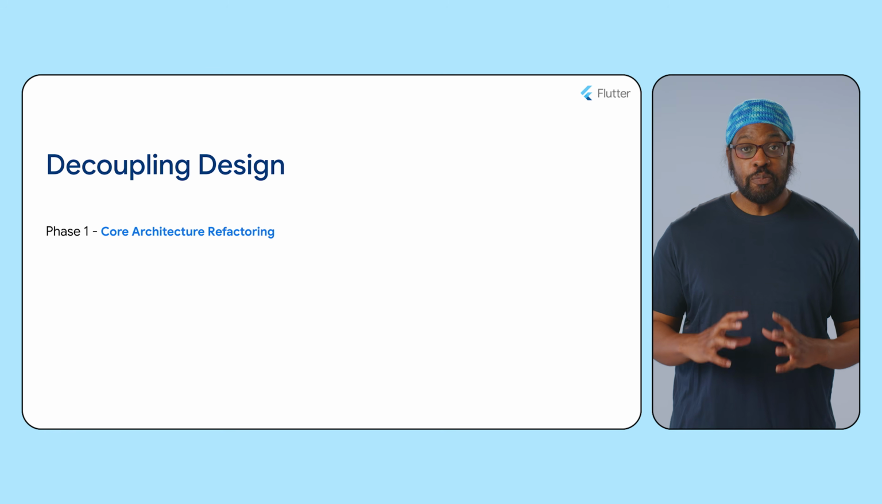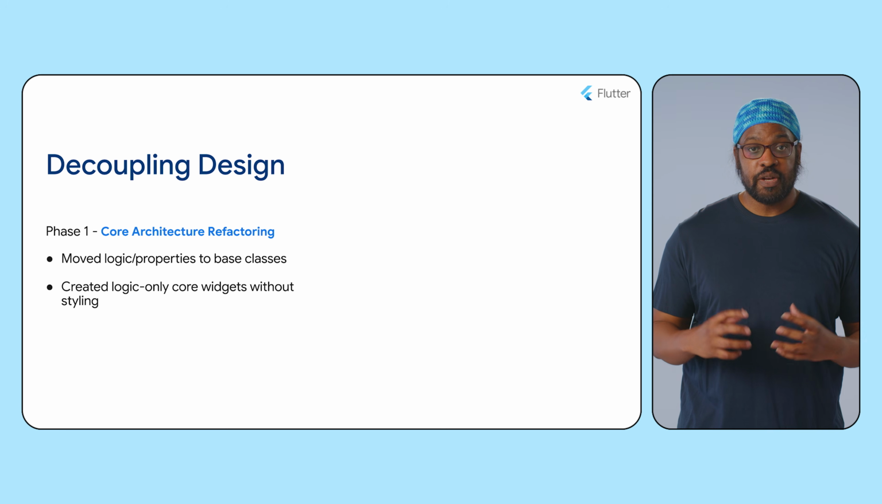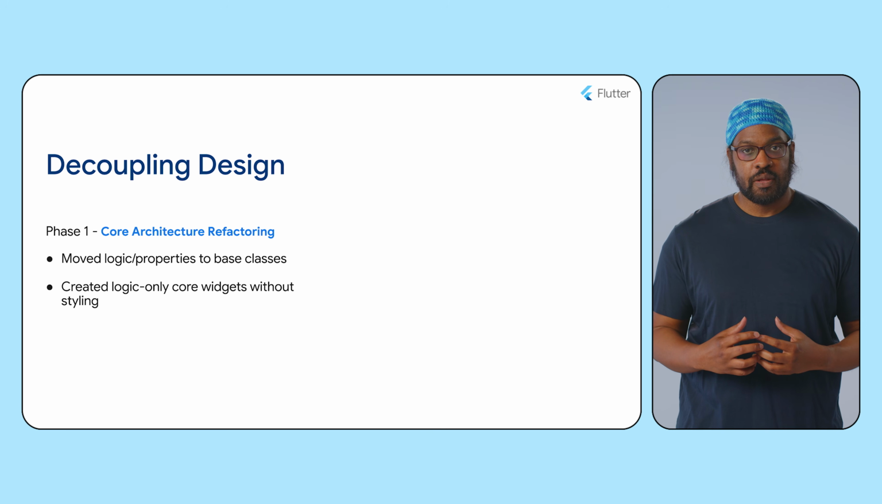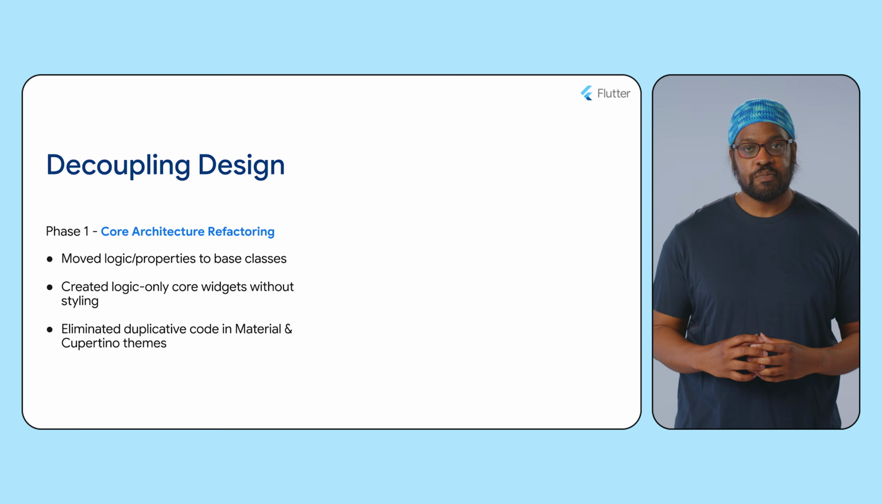Large-scale migrations, like from Material 2 to Material 3, and the Cupertino refresh exposed technical debt that was making our efforts more difficult. Clearing those log jams was the first step, because before we could begin to do the core work to make it easy to implement any design system, we had to decouple Material and Cupertino from the framework and themselves. Duplication of properties and logic were moved to base classes. Core widgets containing logic but no styling were created instead. We worked to make Material and Cupertino as lean and non-duplicative as possible.